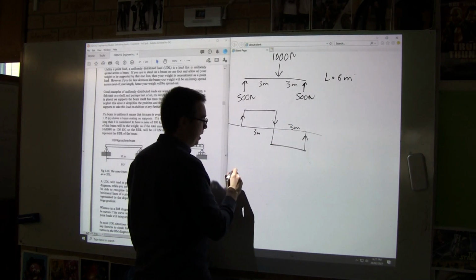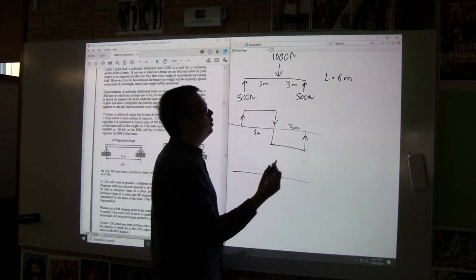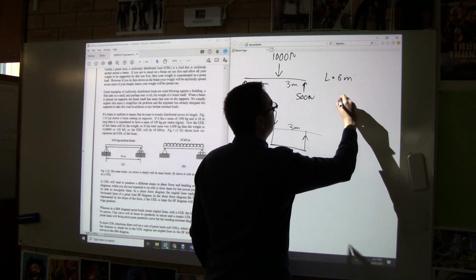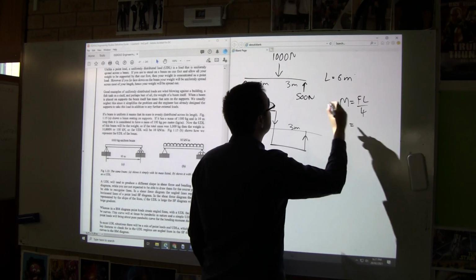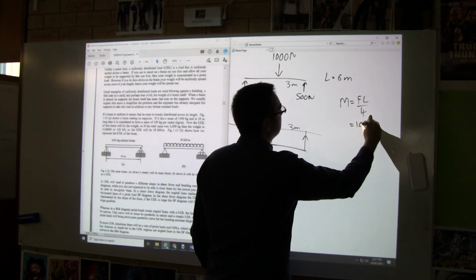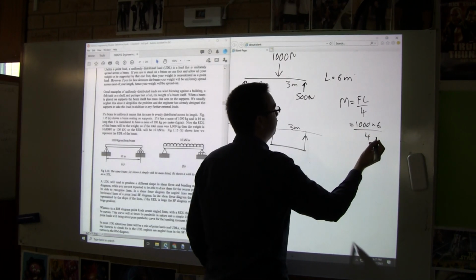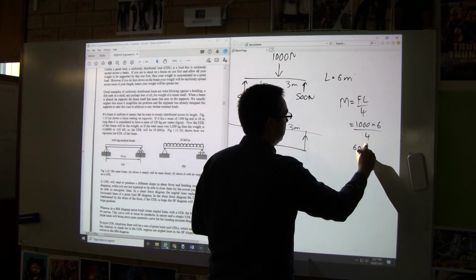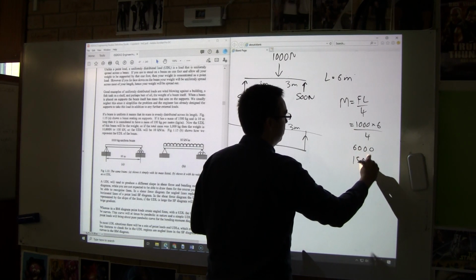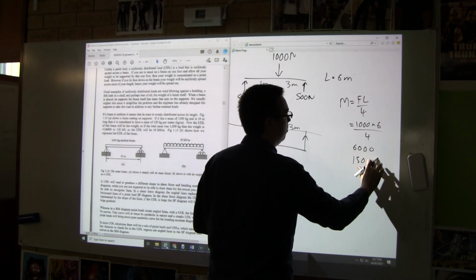So what is our maximum bending moment? Well, we could use a couple of methods. We could use M equals FL on 4, or PL on 4 as it's often written, which would be 1,000 times 6 divided by 4. So that'd be 6,000 divided by 4, which would be 1,500, and that's in Newton meters.